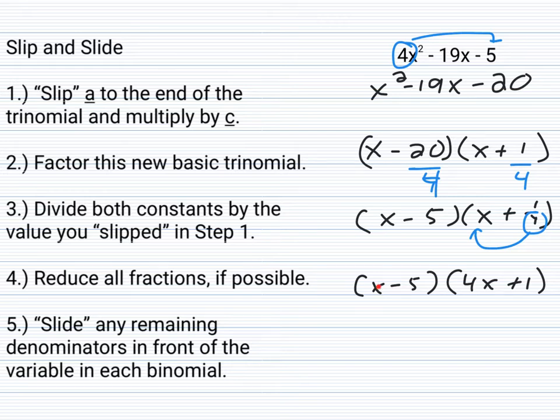You can see that if you take x and multiply by 4x, you get 4x squared. Negative 5 times 1 is negative 5. So first and last work out. Now it's outside inside. x and 1 is 1x. Negative 5 and 4x is negative 20x. That combines to be negative 19x. So that's a way you can do it.